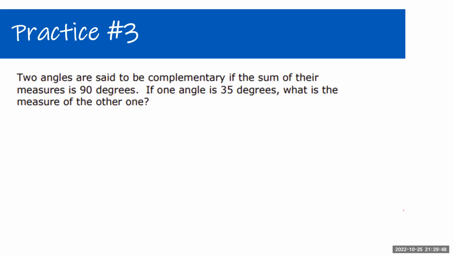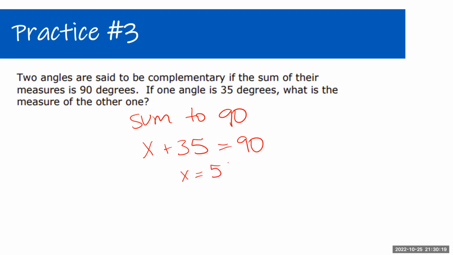Oh, excuse me, sorry. Another one. We're gonna get lots of practice here. Two angles in geometry are said to be complementary if the sum of their measures is 90 degrees. Okay, so if one angle is 35 degrees, what is the measure of the other one? Well, we know that they have to sum to 90. So we know that some angle plus 35 has to be 90. So the missing one will have to be 55 degrees. And you can check yourself. 55 plus 35 is in fact 90, which is that complementary rule.